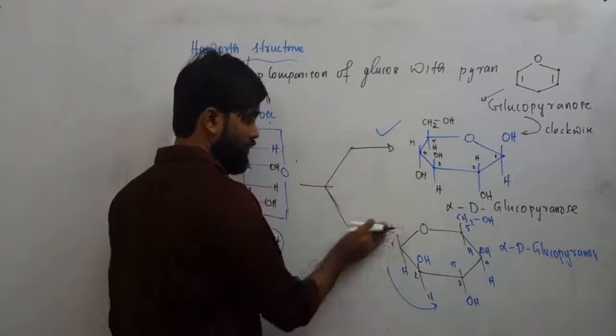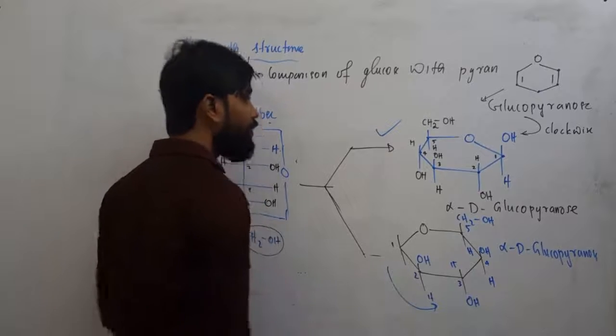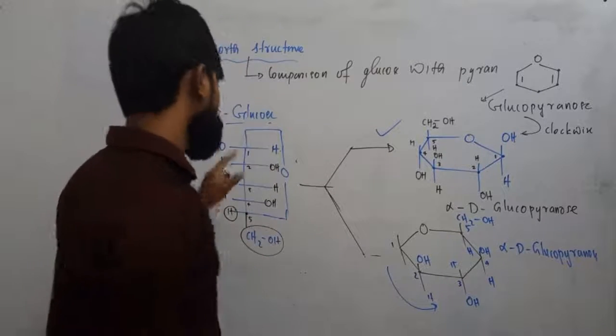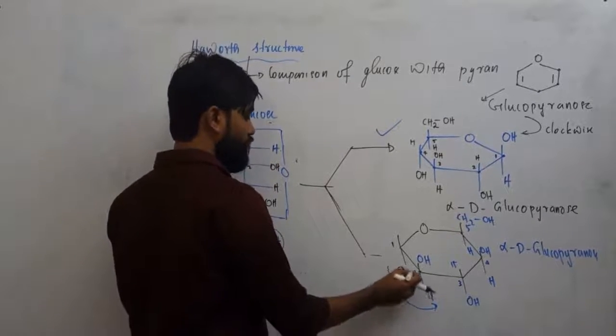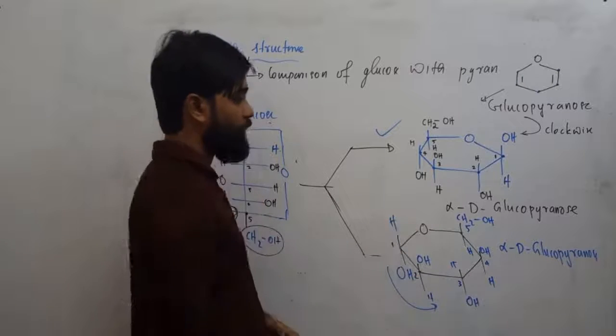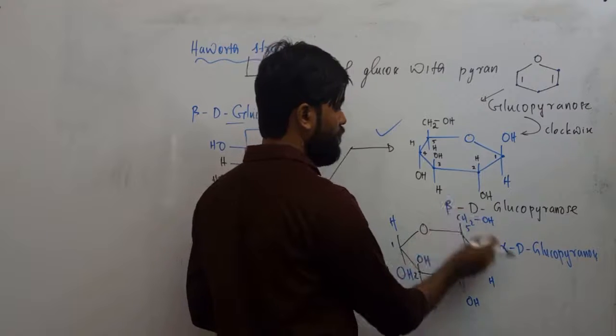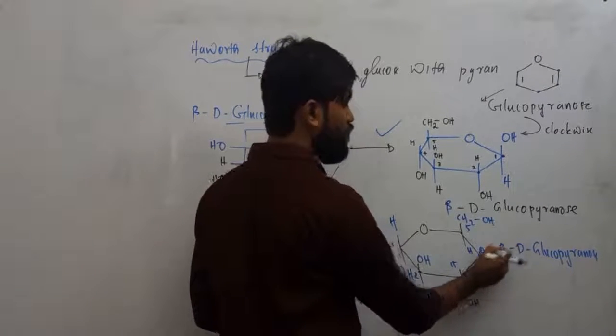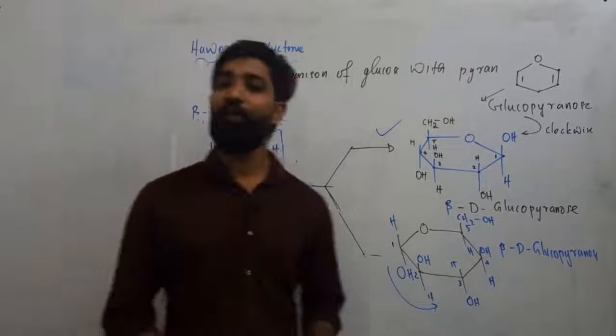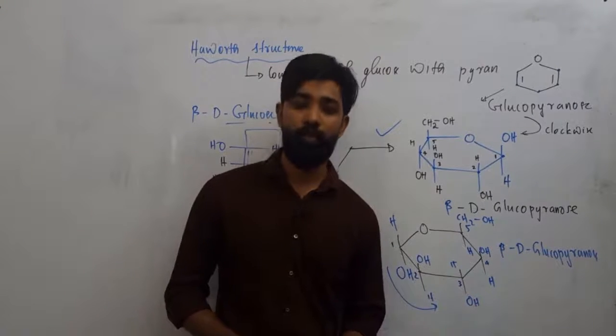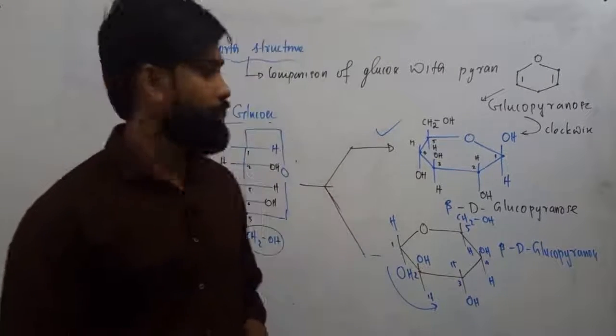Like that, if it is in counterclockwise direction, the left side valency goes on the bottom side. So the left side valency here is OH, OH on the bottom side, H on the top side. This is how your molecule turns to beta D glucose, sorry, beta D glucopyranose. Both alpha D glucopyranose and beta D glucopyranose are anomers.